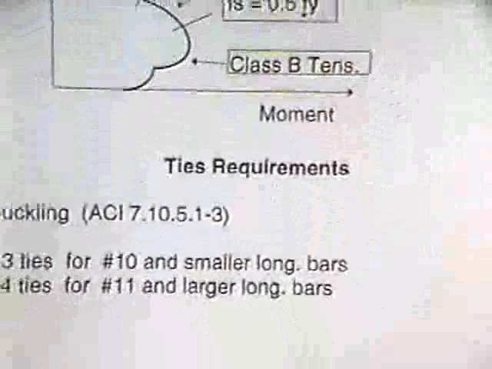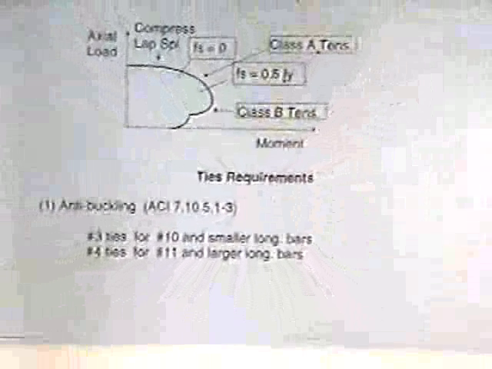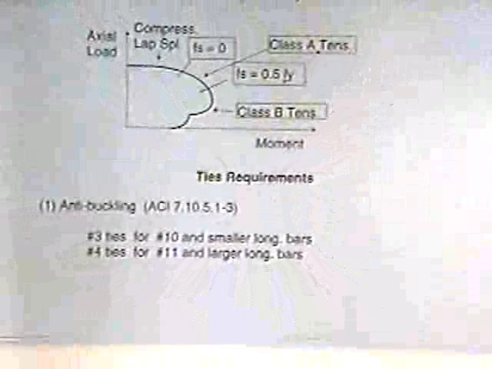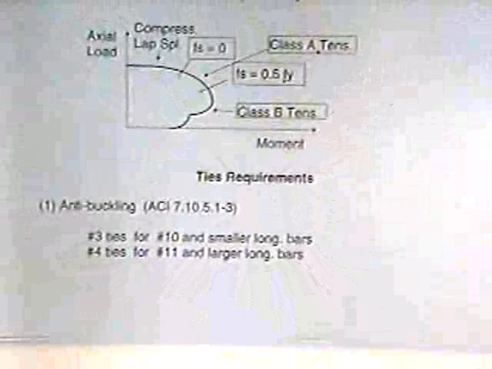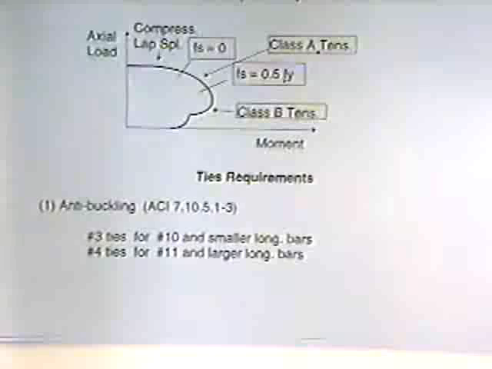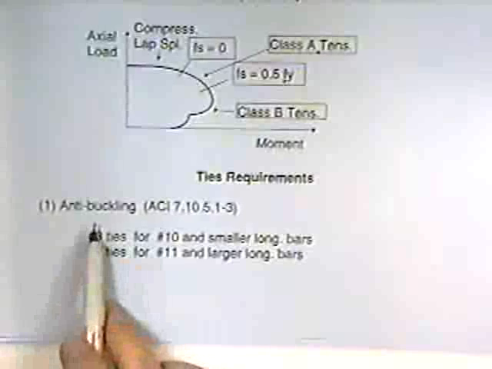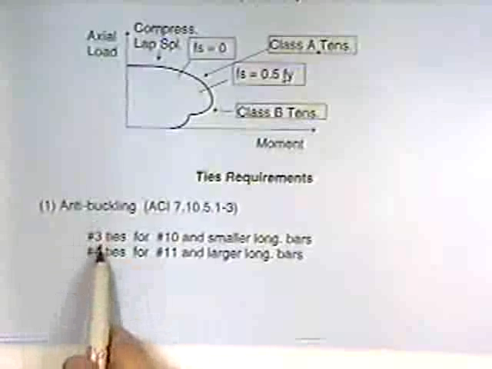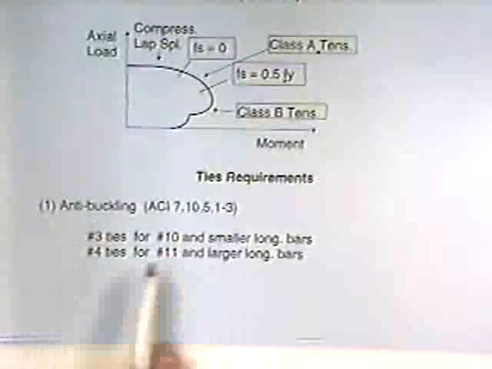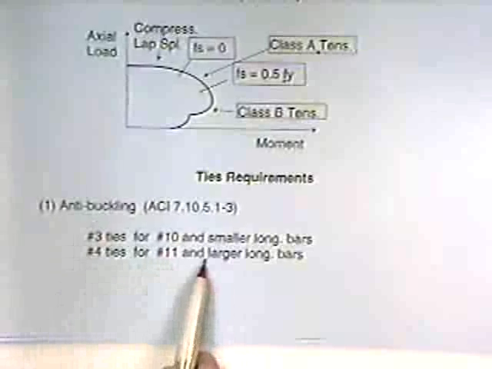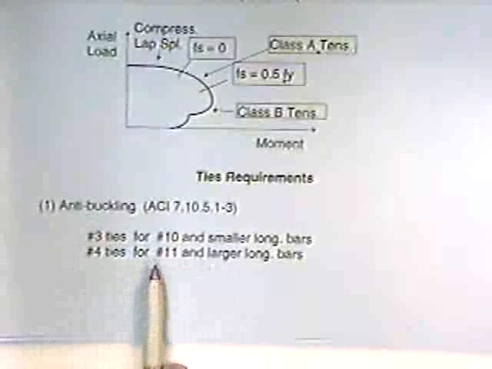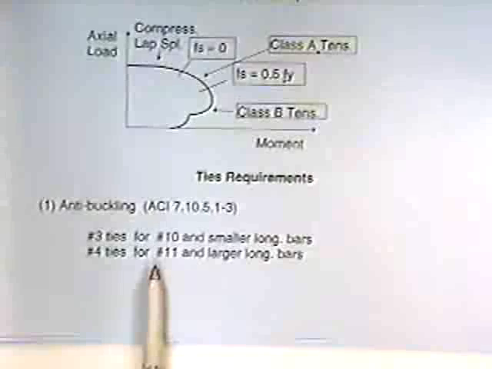Now, in your column, you also have to have ties and stirrups, and they serve 2 purposes. Number 1, they can be used for shear, and number 2, if they're not there, what's going to keep those vertical column bars from buckling out? Those things are very flexible. So you need some ties to keep them together, and those are called anti-buckling ties. You use number 3 ties for number 10 bars and smaller, and number 4 ties for number 11 bars and smaller.